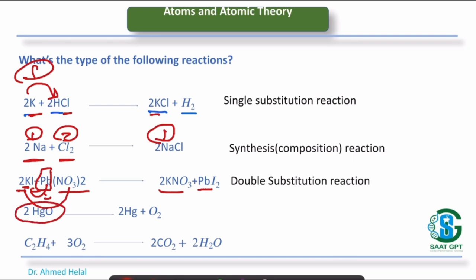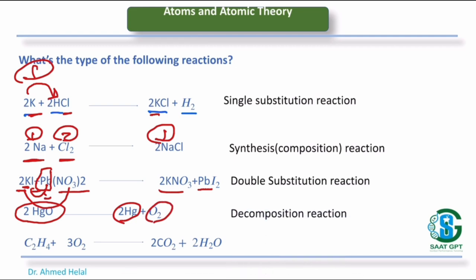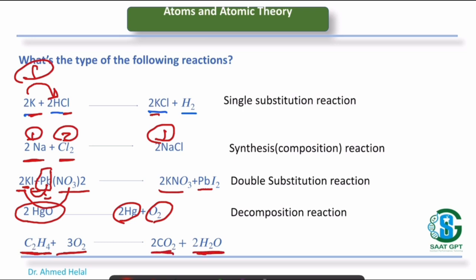HgO. How many reactants do we have? Yes, one. How many products? Two. It's a kind of, yes, decomposition. A hydrocarbon plus oxygen gives carbon dioxide and water vapor. It's a kind of, yes, combustion. Like the fuel in your car, it's a hydrocarbon. When you use the fuel pedal, here it's a reaction with oxygen. You have the product at the exhaust, it's carbon dioxide and water vapor.